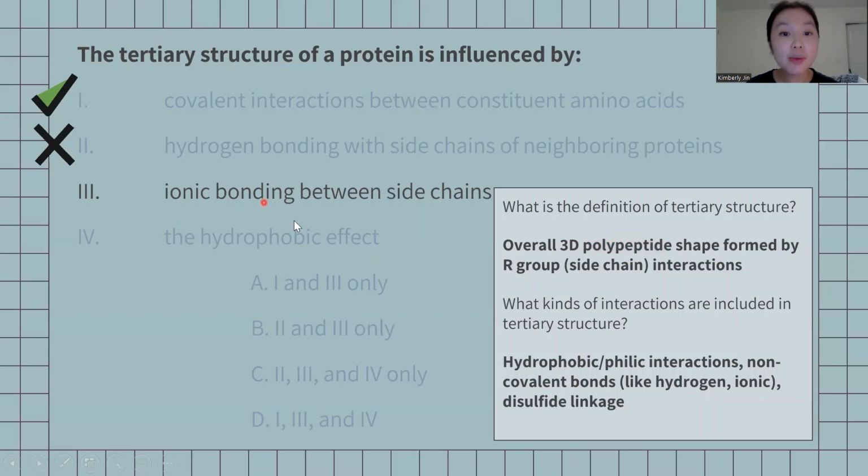This one says ionic bonding between side chains. Does this pass the check: single polypeptide chain, between R groups? The answer is yes, because it talks about R groups, also known as side chains, and doesn't specify within a polypeptide or between. So we can assume that it is within a polypeptide. And ionic bonding is an example of tertiary structure interactions. So we can give that one a check, and we'll move on to the next one.